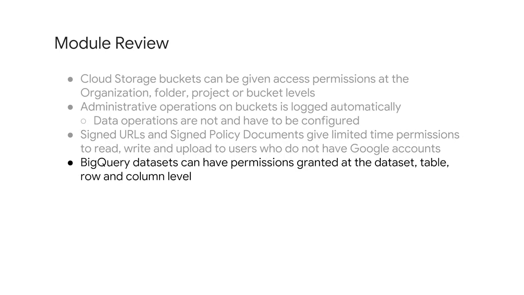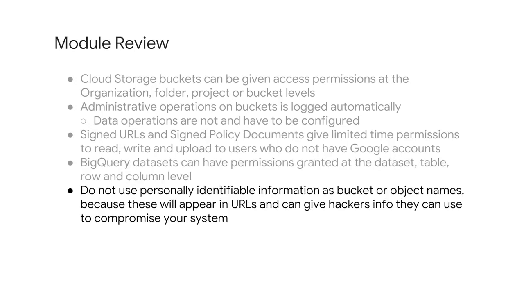BigQuery uses Identity and Access Management, or IAM, to manage access to resources. Permissions are granted at the dataset level. Tables, rows, and columns are child resources of the dataset. BigQuery IAM roles include admin, data owner, data editor, data viewer, job editor, and user.